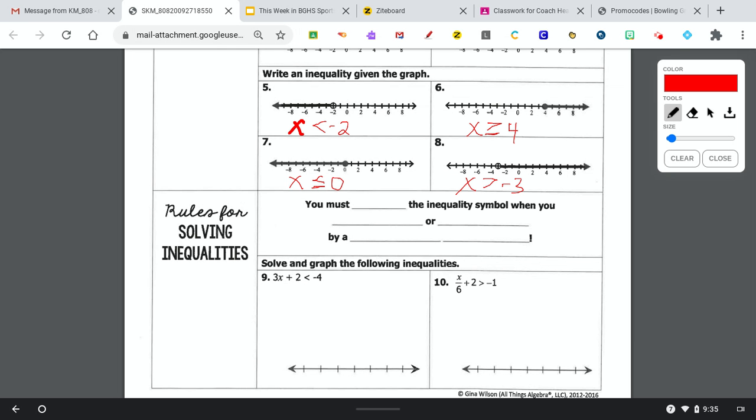Now we're going to get into solving. There are some rules here that you've got to really be familiar with. It says first you must flip the inequality symbol. This is going to be very important when you multiply or divide by a negative number.